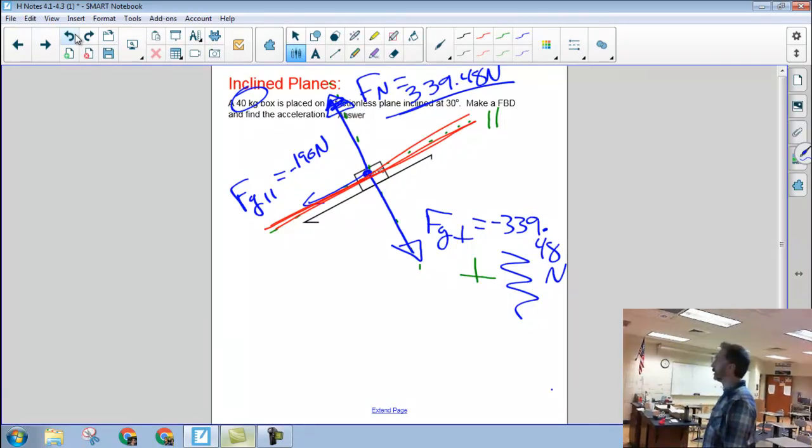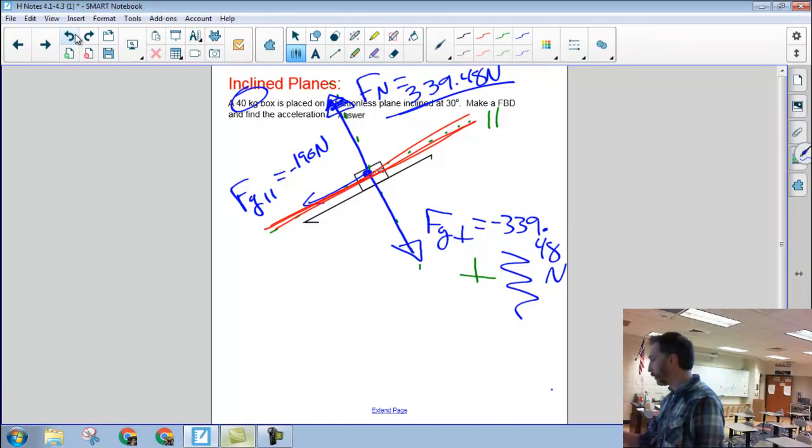So, I think that's it. I think those are the only forces acting on this: the two components of gravity, which is really one force, and the normal force. Nobody's touching it. It tells you it's a frictionless plane, so that's it.